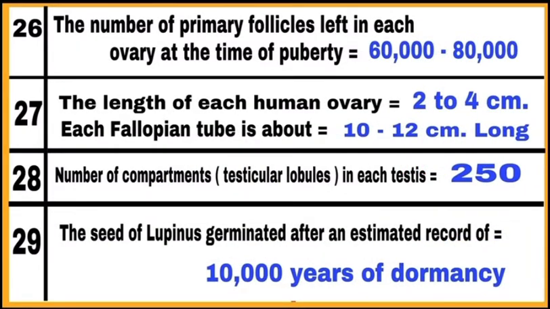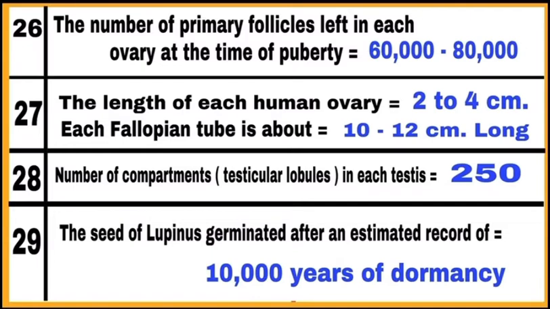Point 26. The number of primary follicles left in each ovary at the time of puberty. 60,000 to 80,000 primary follicles are left in each ovary at the time of puberty, because from birth to puberty a large number of primary follicles degenerate.